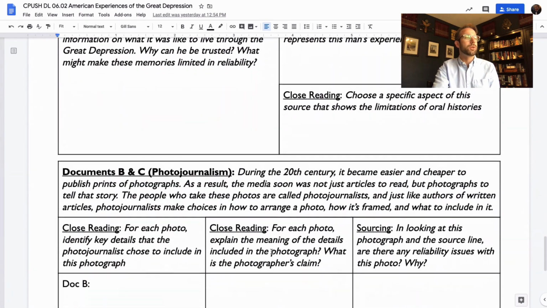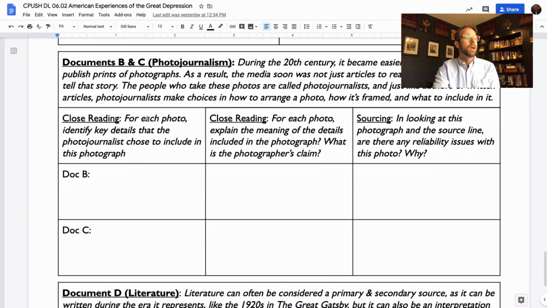Let's scroll back down to what you'd have to do with this image. It says, for each photo, identify key details that the photojournalist chose to include. I kind of already gave you the answers to that one. What we did was close reading. Next one, for each photo, explain the meaning of the details. That's not just saying, here's this public nurse or here's the person that lives here, but why would the photographer want to include those details? By including details of the Hooverville, it shows what conditions were like. By including the nurse, it says that finally, by 1936, the government was doing something to help people out. So that's kind of how you can break that down.